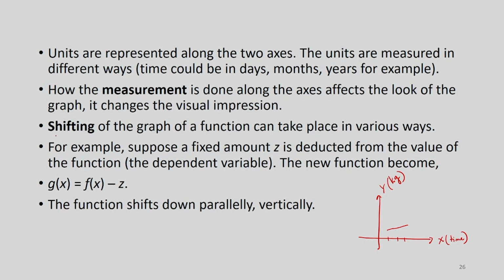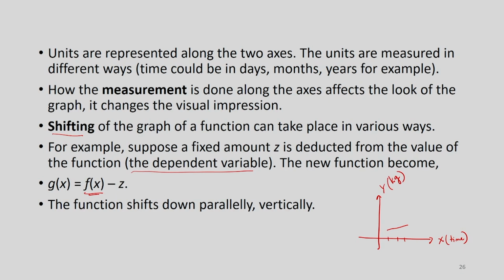There is another thing which is very important, which is shifting of the graph. The graph of a function can shift in different ways. For example, suppose a fixed amount z is deducted from the value of the function, that is the dependent variable. So, from the y you are deducting some fixed amount, let us suppose that amount is z, and then you get a new function. So, the old function was f x, from f x z is being deducted, z is constant. So, this is important, z is not a variable, z is a constant.